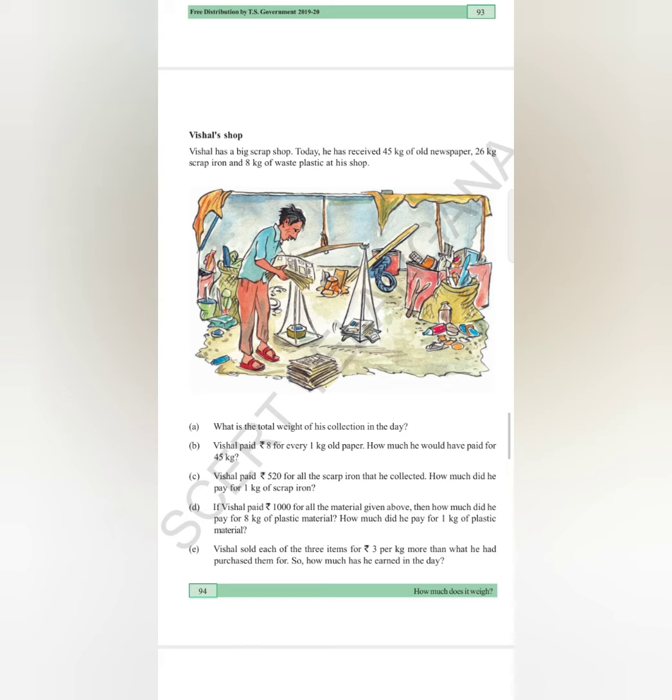Scrap means when we are going to clean up our houses, our offices, or anything, we used to get some waste material which should be thrown out of the house or office, right?